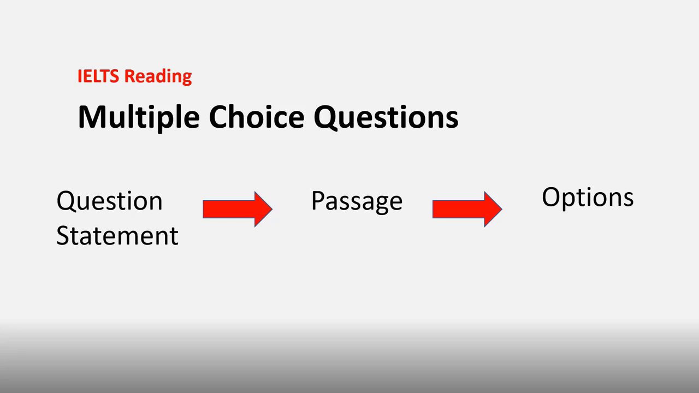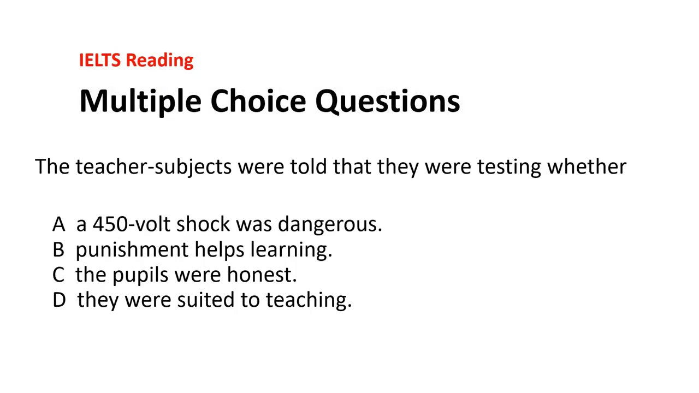Let's understand this with this example. The question statement is, the teacher subjects were told that they were testing whether. It's true that this statement is incomplete, but we can still understand what the question is basically about. We can change the wording of the question to understand it fully. Like, what were the teachers told about the testing? So the question is about something that was explained to the teachers. What was that something about?